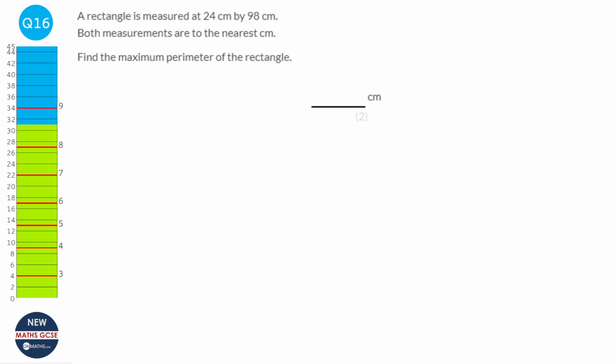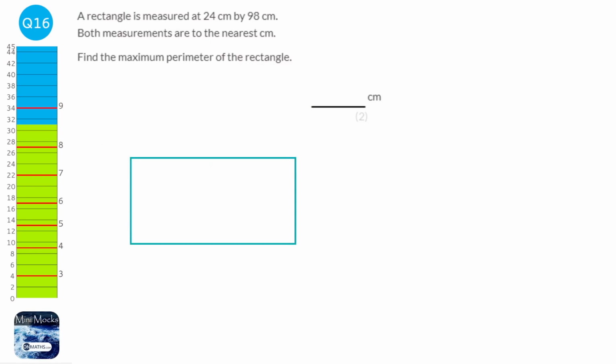If we draw out this rectangle, we can go through the distances one by one and find out what they have to be to maximize the perimeter of the rectangle. Now, perimeter is obviously the distance around the rectangle. So we're going to start off with the 24 centimeters. So the maximum that could be, well, the biggest it could be before it rounds to 25 is 24.5. And so these are both going to be 24.5. 98 centimeters, well, the maximum that could be is 98.5.